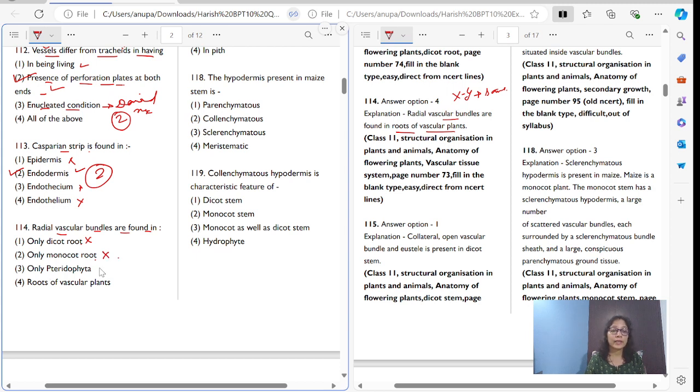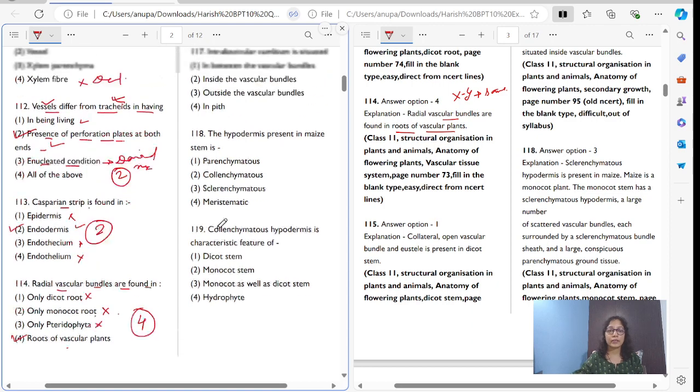Third is only pteridophyte. This option is also not correct because radial vascular bundles are found in vascular plants. And the last option, that is the fourth option, is roots of vascular plants. So this is the correct option. Radial vascular bundles are found in roots of vascular plants.